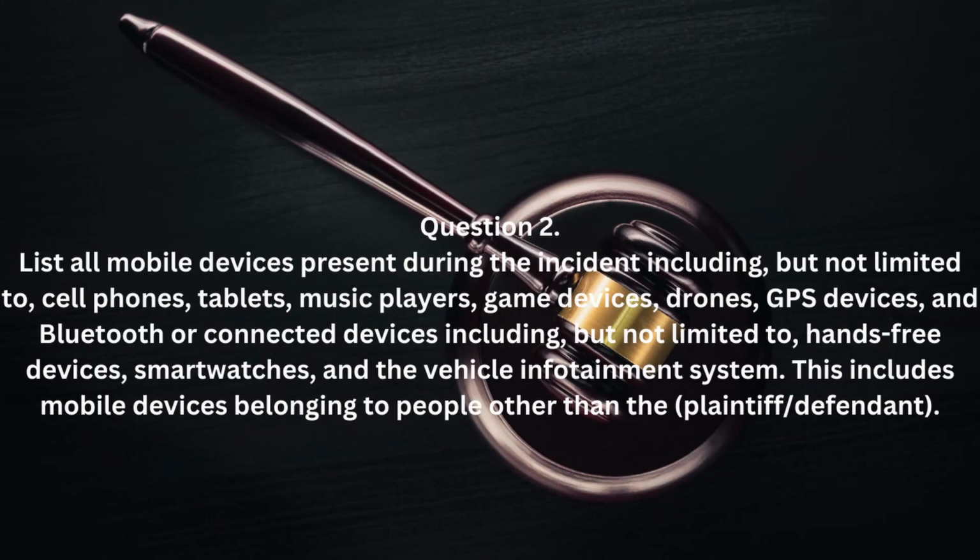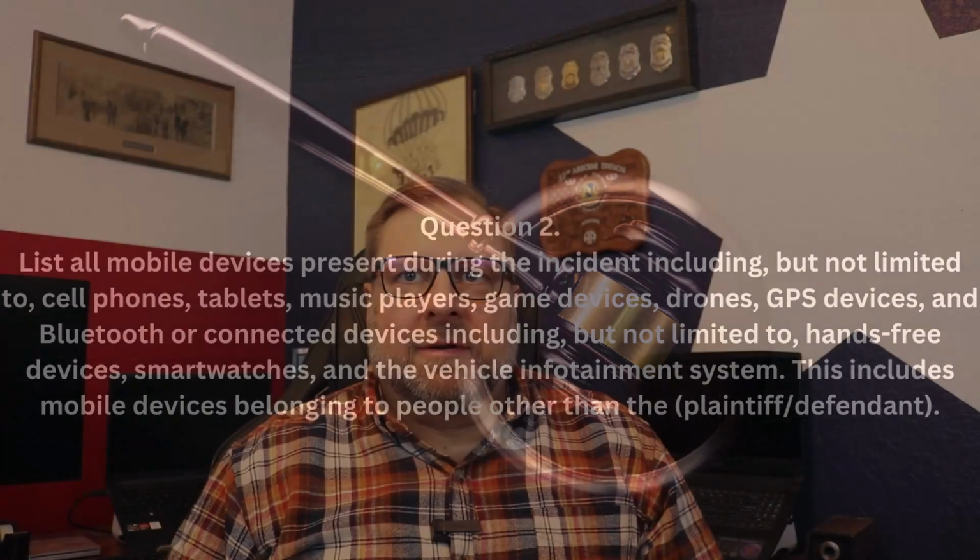Question number 2. List all mobile devices present during the incident, including, but not limited to, cell phones, tablets, music players, game devices, drones, GPS devices, and Bluetooth or connected devices, including, but not limited to, hands-free devices, smartwatches, and the vehicle infotainment system. This includes mobile devices belonging to people other than the plaintiff or defendant. We would like to know all the devices present at the time of the incident.